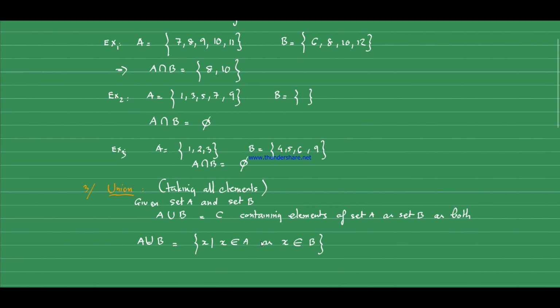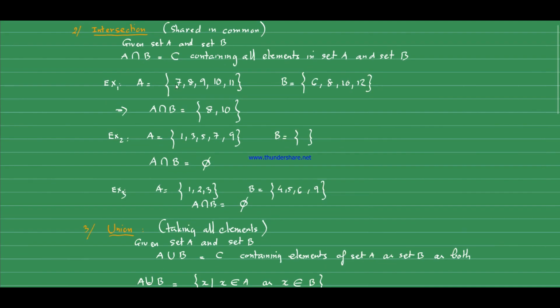Now, based on this set builder notation, I think we can use set builder notation for the intersection also. So I can write A intersect B is the set containing x values where x belongs to A and x belongs to B. Okay, x belongs to A and x belongs to B.